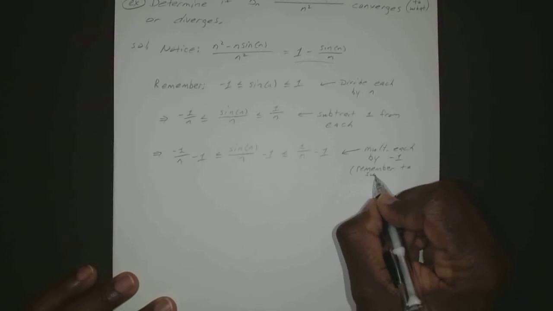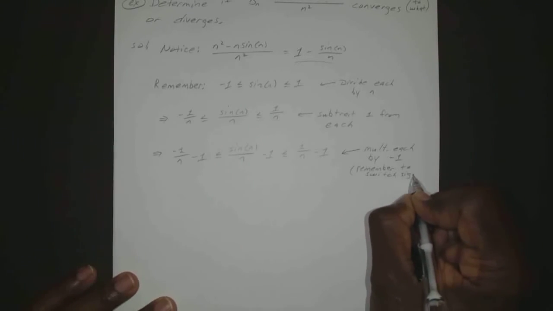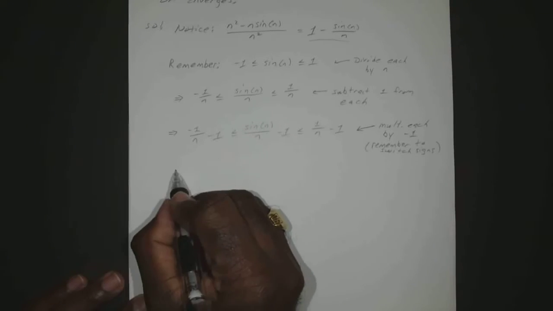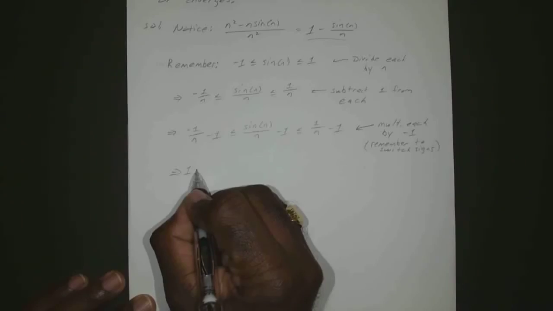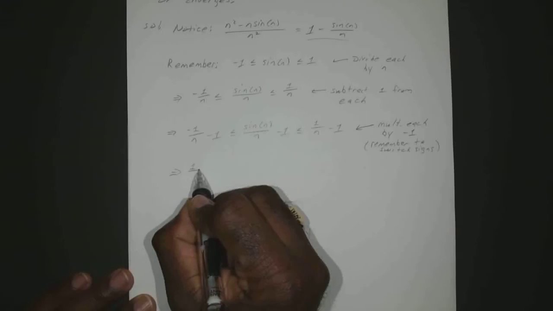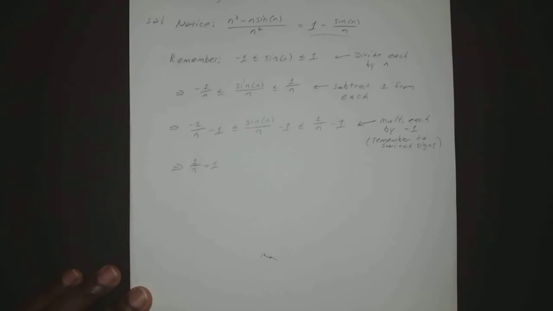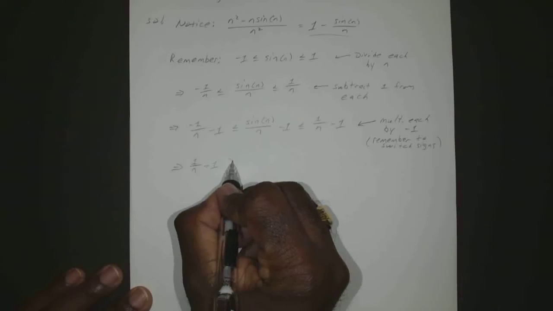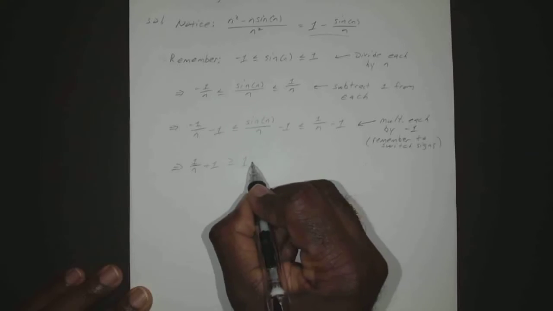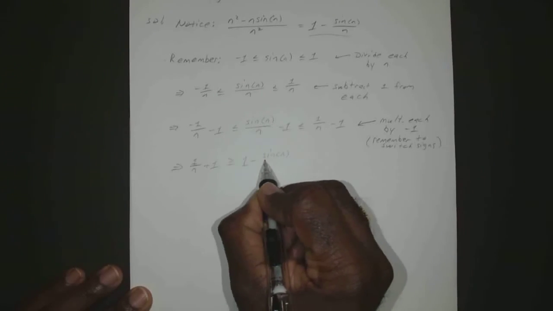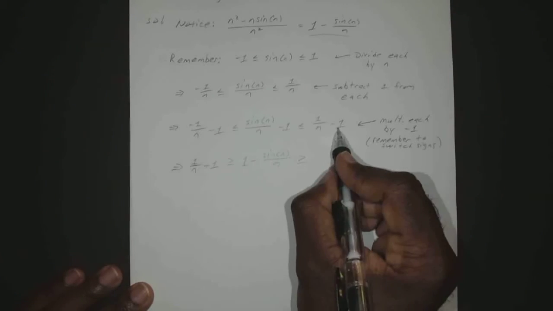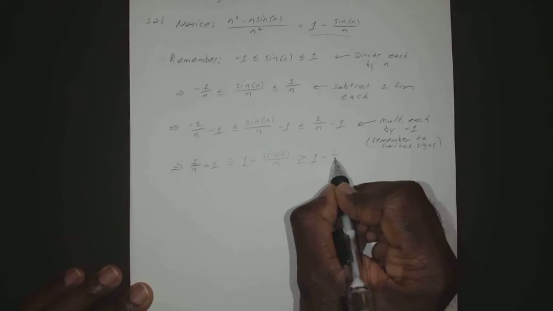So remember to switch your signs. If you multiply this by negative 1, you end up with positive 1, well, might as well make it 1 over n, keep it in order. 1 over n plus 1. Your signs switch, so that becomes greater than or equal to. That becomes negative, that becomes positive. So it's 1 minus sine of n over n. Again, the sign switches direction. And that becomes 1 minus 1 over n.